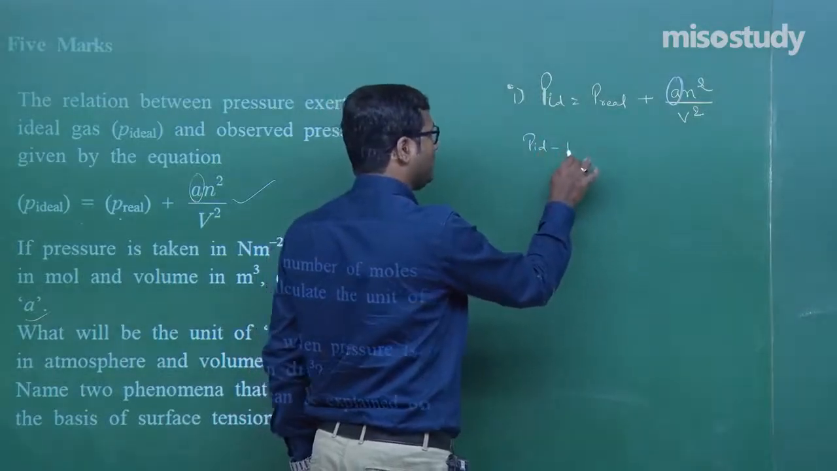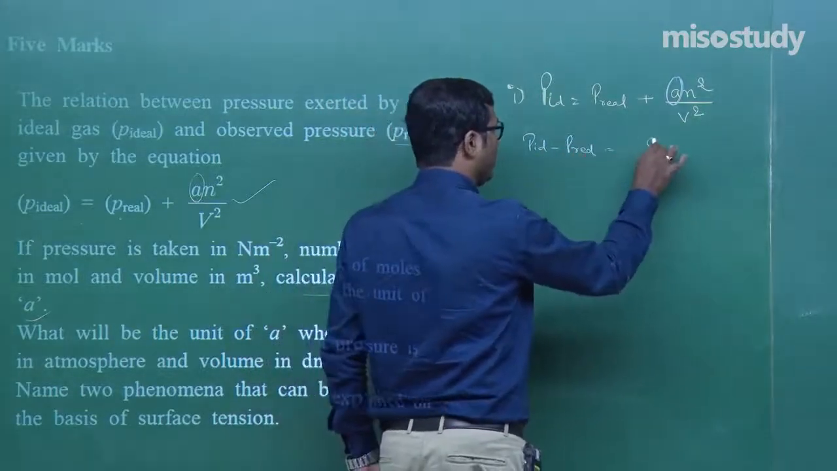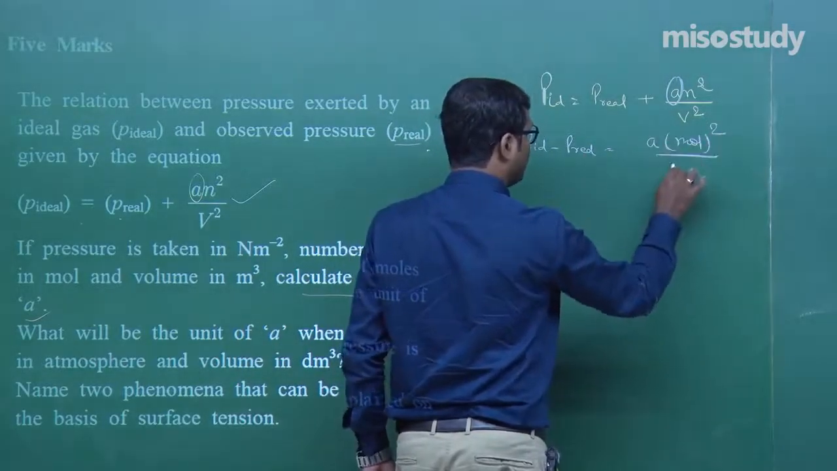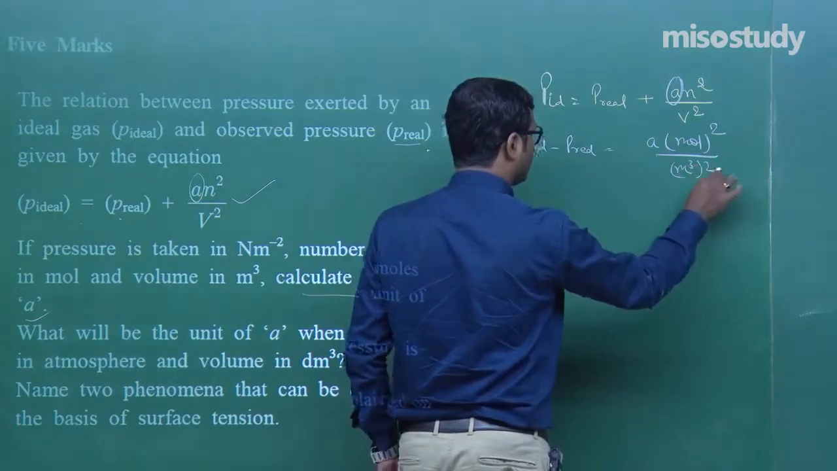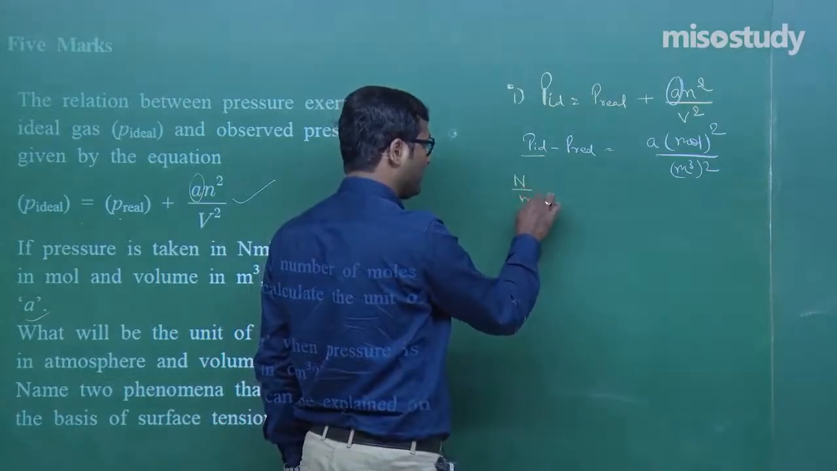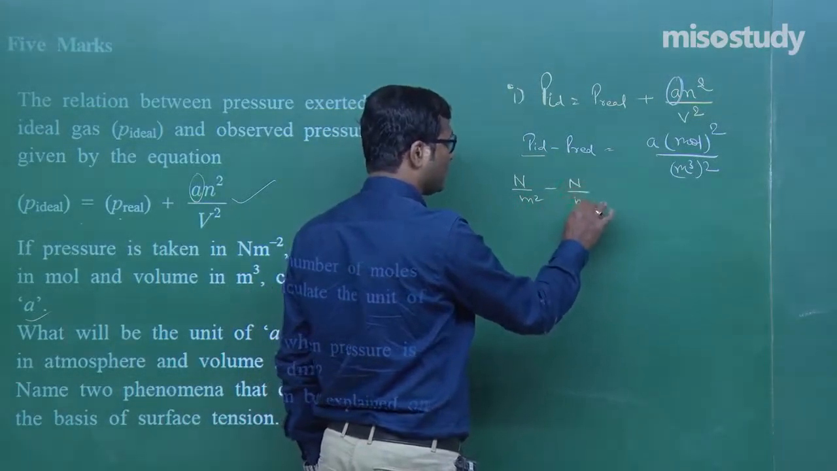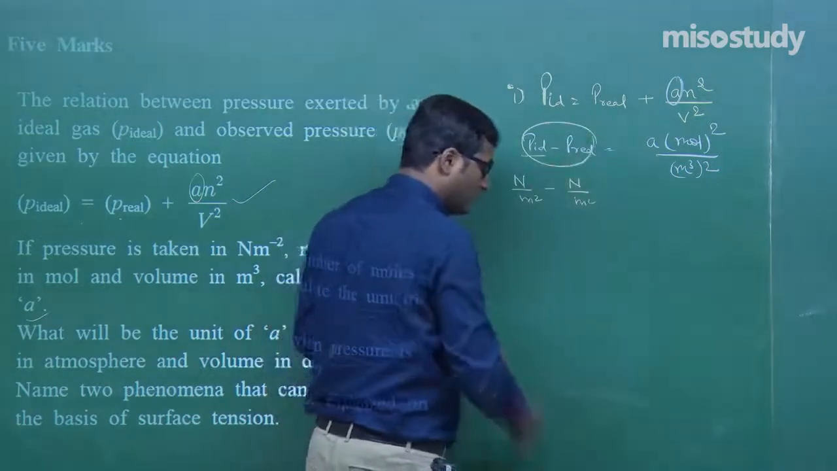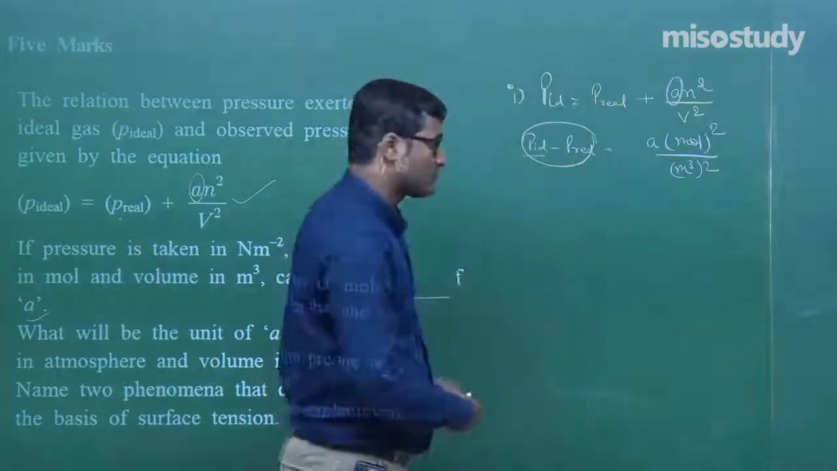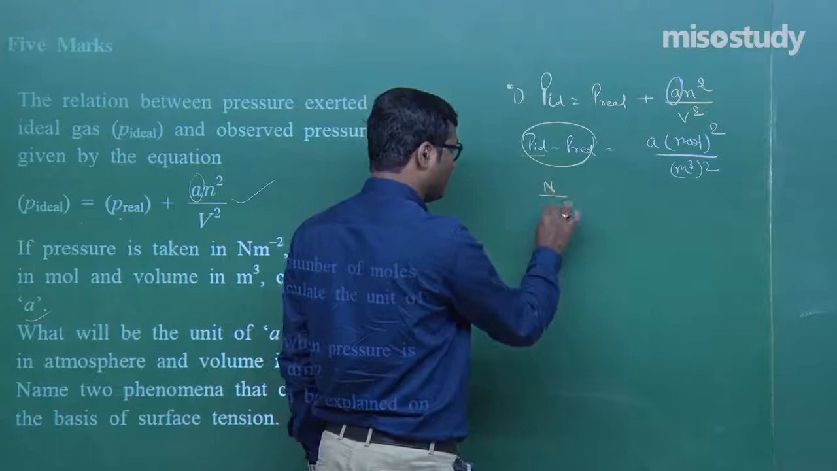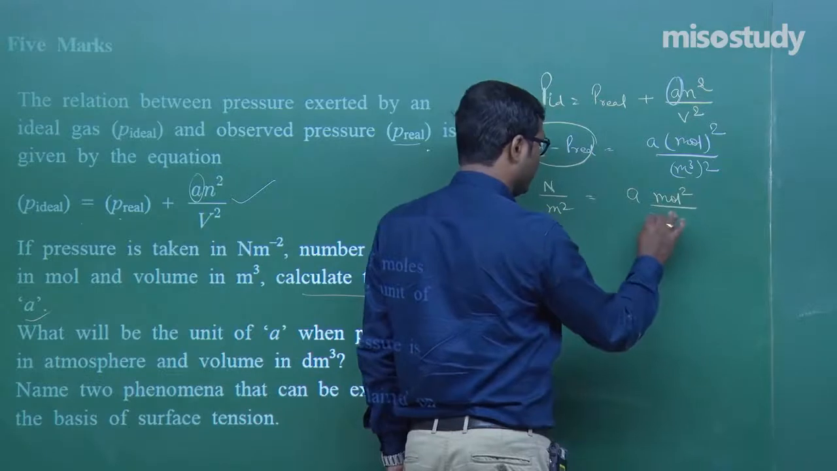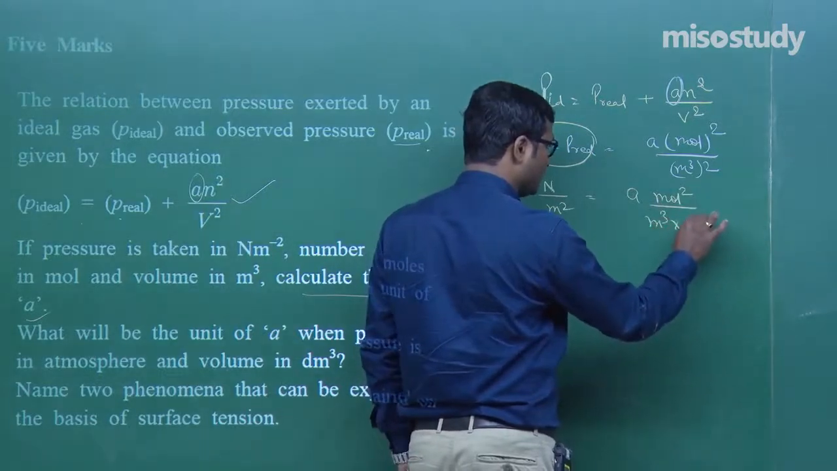P ideal minus P real is equal to a n square upon V square. What is the unit of n? That is mole square. And what is the unit of V? That is, my friend, meter cube square. As we know, P ideal is Newton per meter square minus Newton per meter square. What we observe, this is completely the pressure, as we have studied in physics also, unit and dimension. So do not write 0, my friend. So this will give Newton upon meter square. Now a mole square upon meter cube into meter cube.